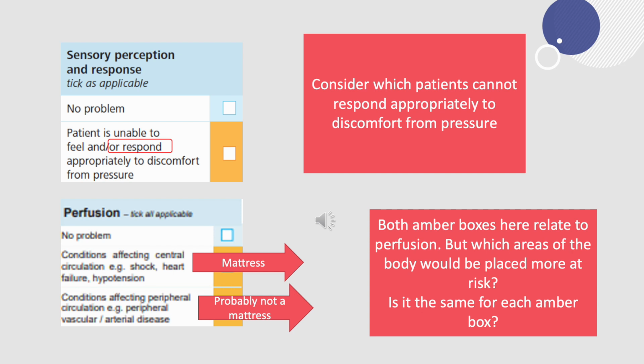So you can see here that for patients with the upper amber box or conditions affecting central circulation such as shock, heart failure or hypertension, inevitably they would be more likely to need a mattress, whereas patients who have got conditions affecting peripheral circulation, so peripheral vascular disease for example, they probably wouldn't need a mattress. We could use more specific offloading equipment that focuses on the heels. So again, it's not just about ticking a box, it's not just about getting red, amber, green, it's about thinking the wording in each box, how is this affecting my patient and how can I prevent their risk?